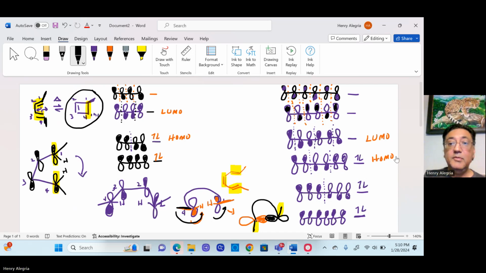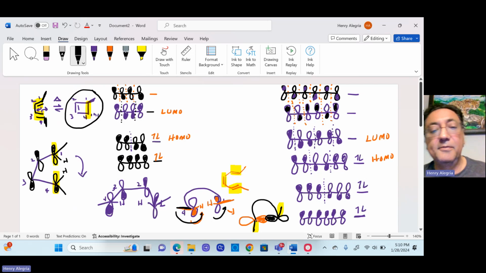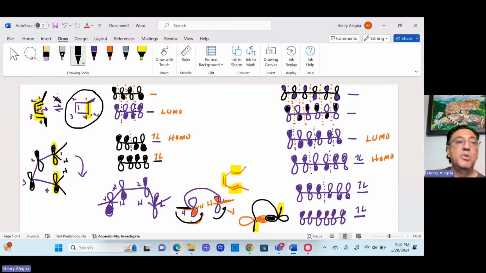Now, what happens if, instead of doing this reaction using heat, I were to have used light? Here is the difference. Light does an important thing. Light will promote an electron from the HOMO up to what is currently the LUMO. In the higher energy state now, this one is no longer the LUMO. This one becomes the HOMO because that is the highest occupied molecular orbital.